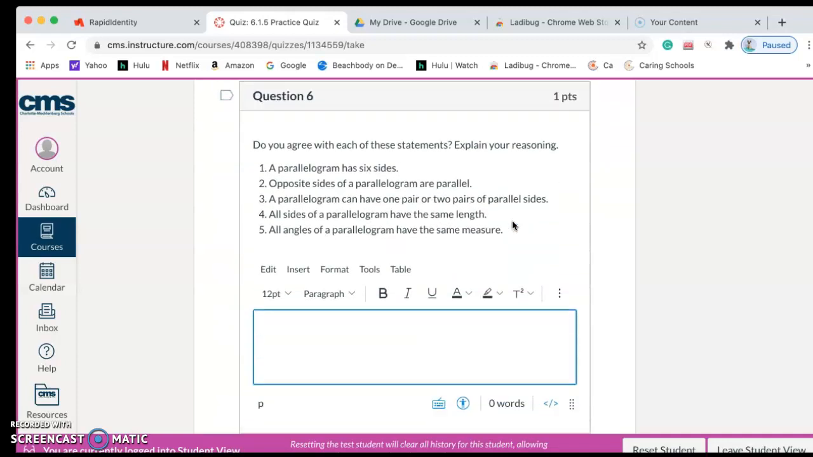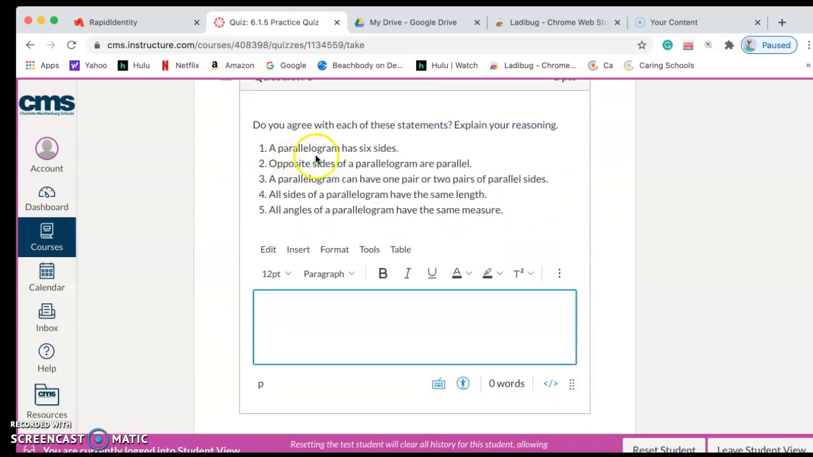Question 6. Do you agree with each of these statements? A parallelogram has 6 sides. That would be false. It has 4 sides. Opposite sides of a parallelogram are parallel. That's always true, or it would not be a parallelogram. A parallelogram can have 1 pair or 2 pairs of parallel sides. That's also true. So actually, I'm sorry, that's not true. If it only had 1 pair of parallel sides, it would not be a parallelogram. So that would end up being like a trapezoid. So a parallelogram can have 1 pair. That's not true. 2 pairs, yes, but not 1 pair.